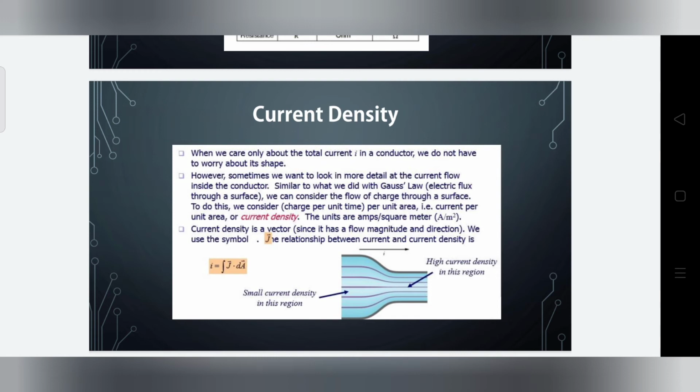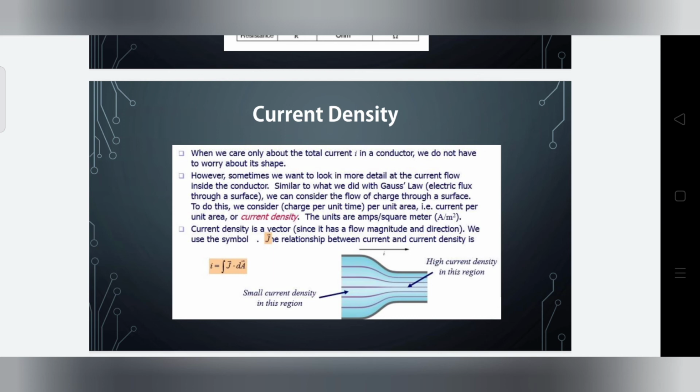Similar to what we did with Gauss's law, we can consider the flow of charge through a surface. To do this, we consider charge per unit time per unit area, which is known as current density. The unit of current density is ampere per square meter. The current density is a vector since it has magnitude and direction. We use the symbol J.